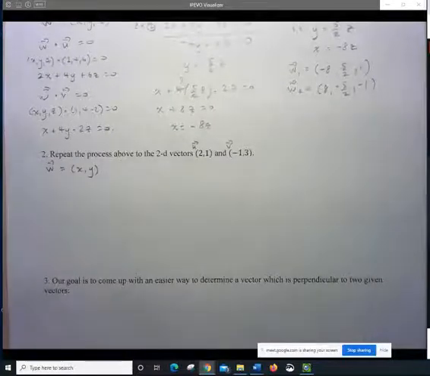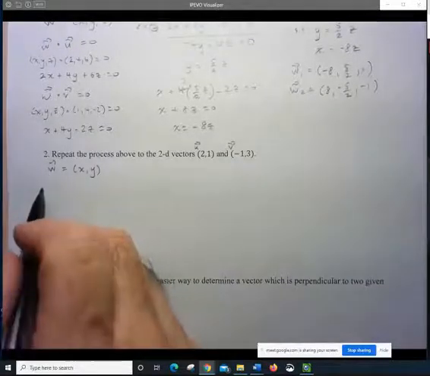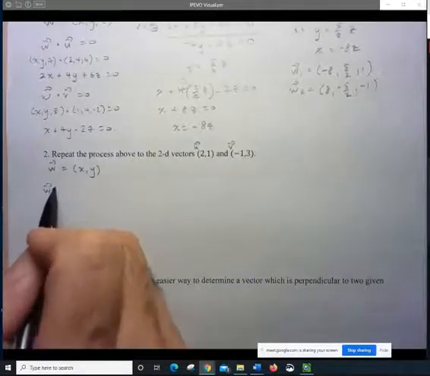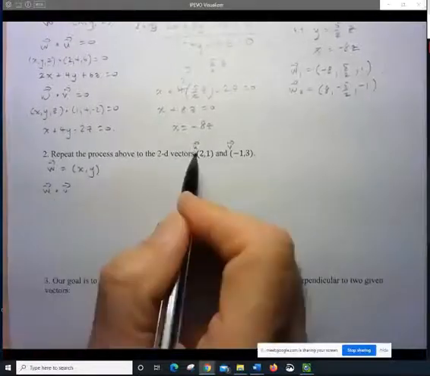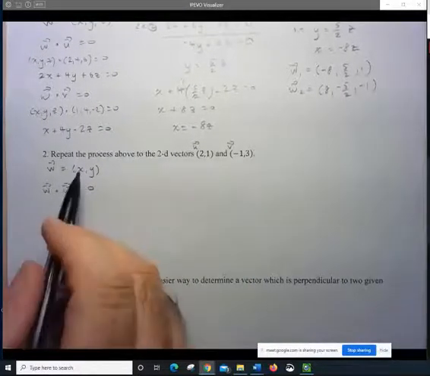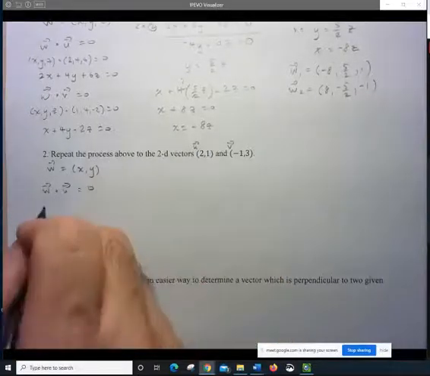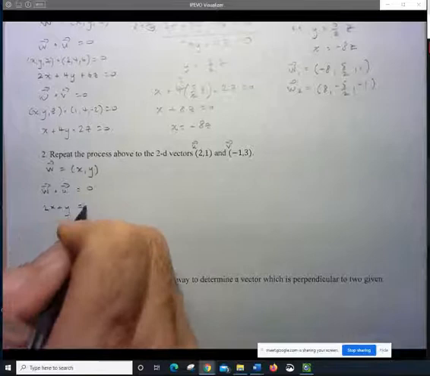Okay, so we're back here. Curious to see what you came up with here, but let me just follow the same process as before. Let me take W dot, I'll call this first one U, and make that equal to 0 since I want this vector to be perpendicular. So let's just write it out, it'd be 2x plus y equals 0.